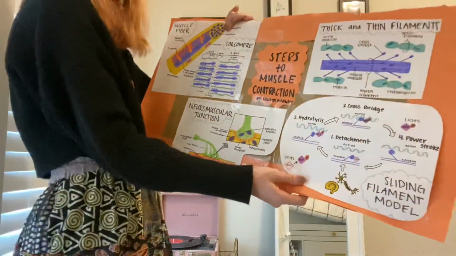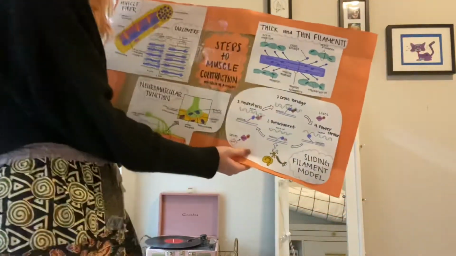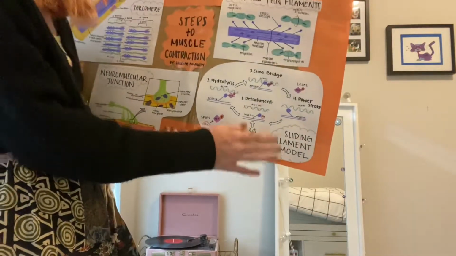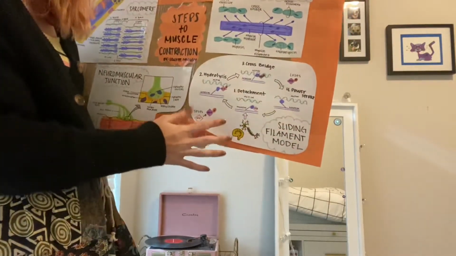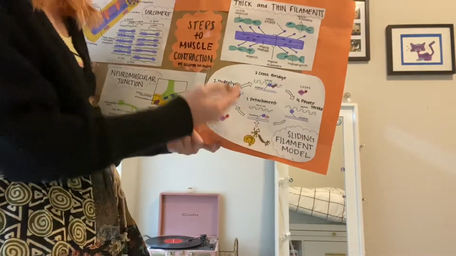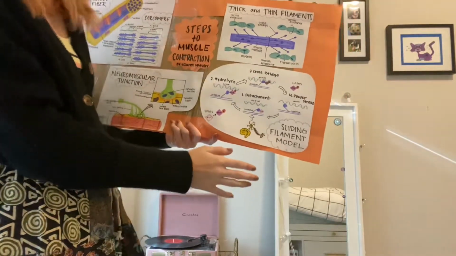Now moving on to our actual steps to muscle contraction as I am showing you. This is our sliding filament model, and this is going to tell you all about how everything works together and how it makes our muscles move, just as I'm able to do this. It's going to tell you how to do this. We already went over all the detailed things, so this is just a brief overview.